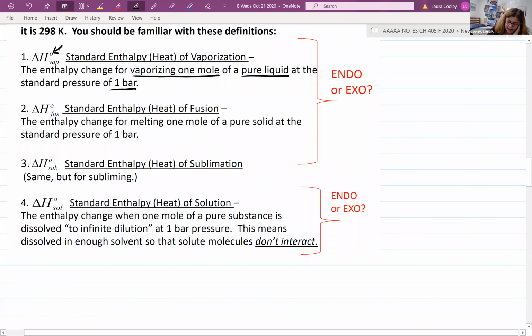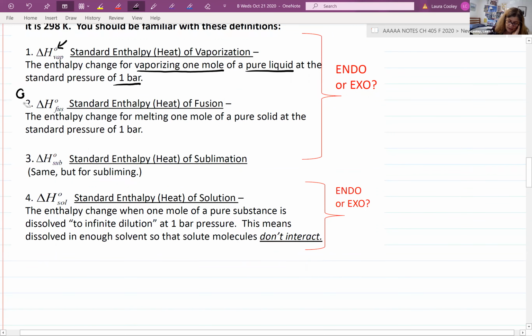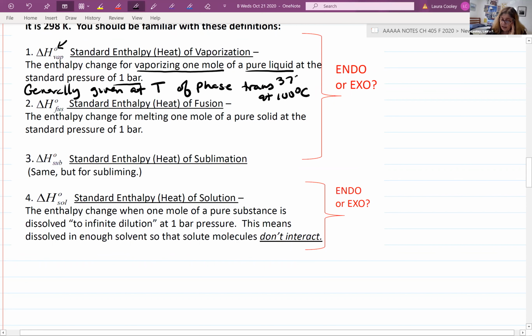And I didn't say anything here, but this is generally given at the temperature of the phase transition. So this would be at 100 degrees C, or 373 Kelvin. And is it endothermic or exothermic? Well, of course, it requires energy to vaporize, so it's endo.